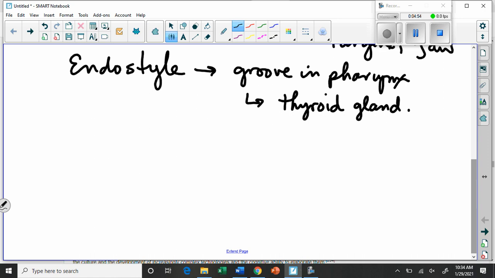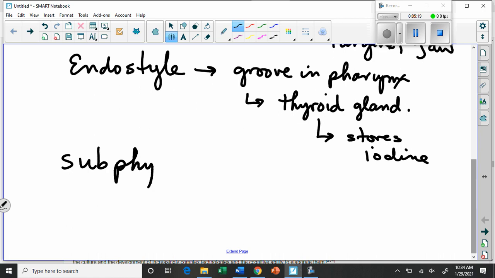And the reason, I should mention, I mentioned it on the sheet, the reason we think it's the thyroid gland precursor is because we notice that it stores iodine. And iodine is a very important mineral that we need for proper thyroid function, right? So that's why we think that endostyle has something to do with the formation of the thyroid gland. There's a subphylum, of course, in this group. It's the subphylum Vertebrata.